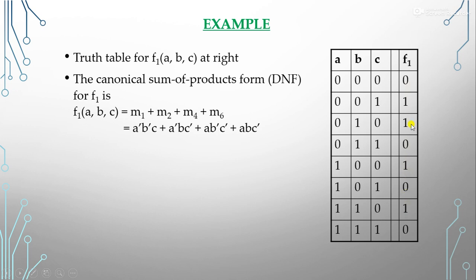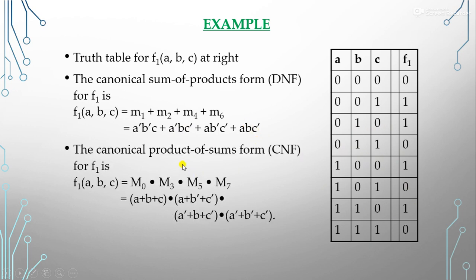Now what is our m1 here? m1 is A dash, B dash, C. m2 is A dash, B, C dash. m4 is A, B dash, C dash, and m6 is A, B, C dash. So these are the min terms.